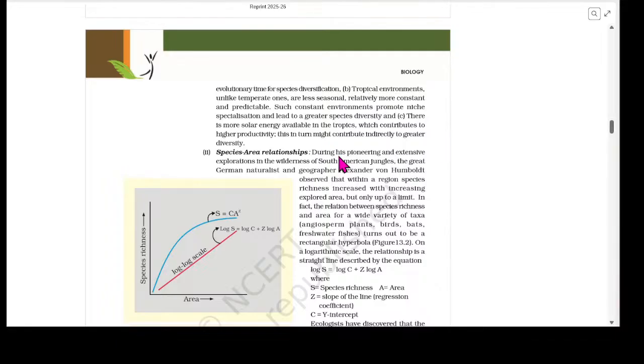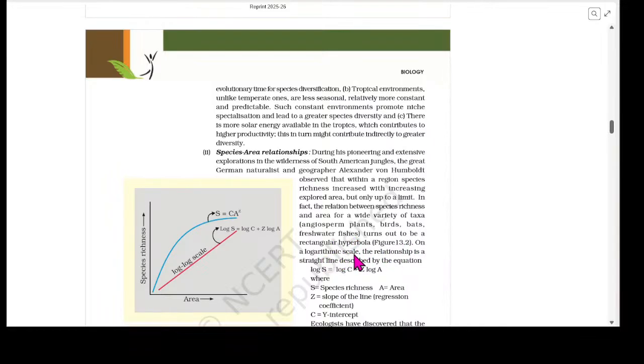Species-area relationships. During his pioneering and extensive explorations in the wilderness of South American jungles, the great German naturalist and geographer Alexander von Humboldt observed that within a region, species richness increased with increasing explored area, but only up to a limit. In fact, the relation between species richness and area for a wide variety of taxa like angiosperm plants, birds, bats, freshwater fishes, turns out to be a rectangular hyperbola.